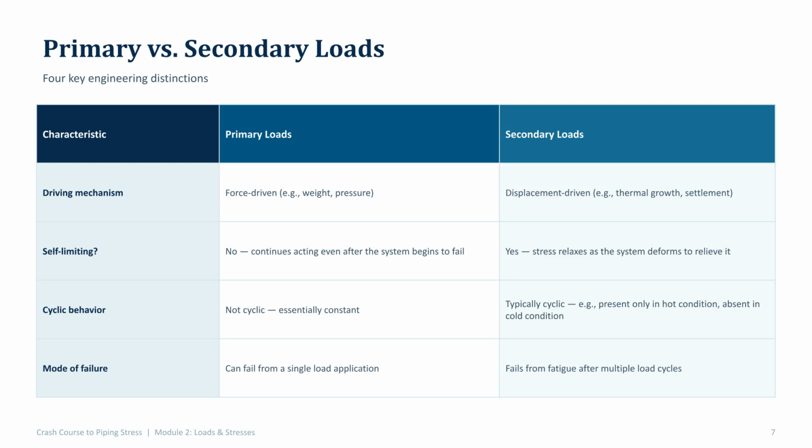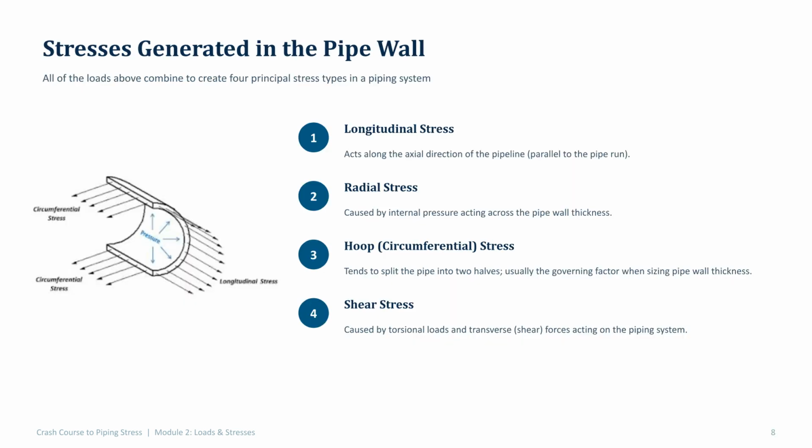Mode of failure. A primary load can cause failure from a single application, like a burst. A secondary load causes failure through fatigue, the slow accumulation of many stress cycles over time. Why does this matter in practice? Because engineers actually evaluate and set allowable stress limits differently for primary versus secondary loads, precisely because they fail in such different ways. So now we understand what's pushing on the pipe.